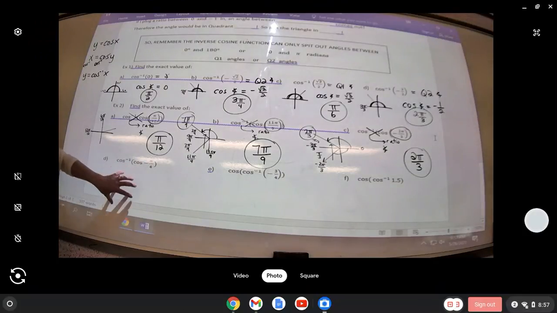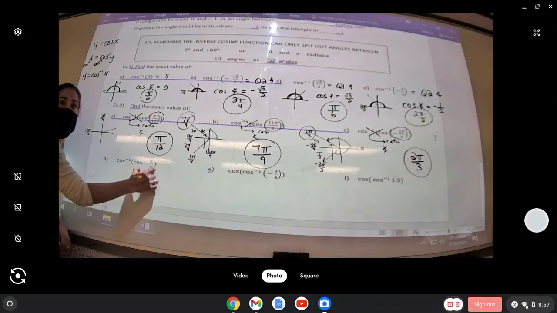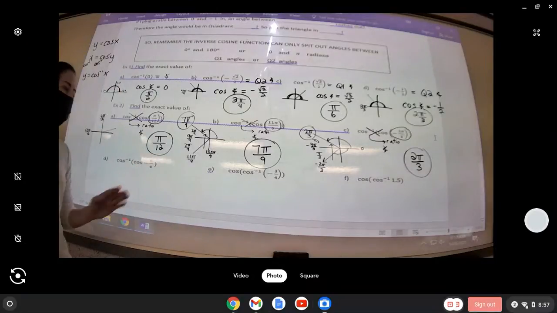I'll do this one on the notes for you. This one, I believe, is a quadrant 4 angle that you have to convert to a quadrant 1 angle. It's pretty easy. But let me do these ones. If I have time, I'll come back.